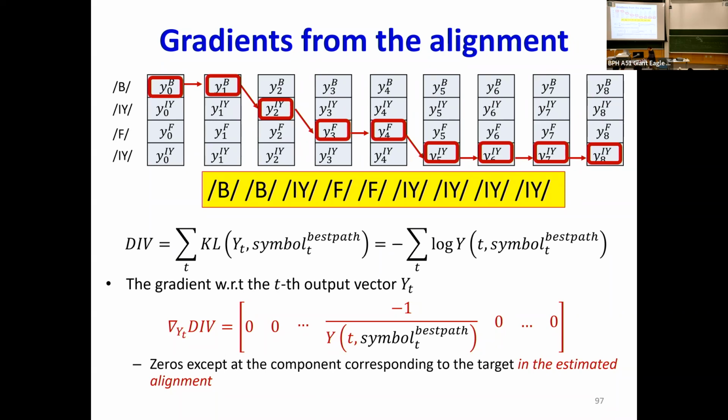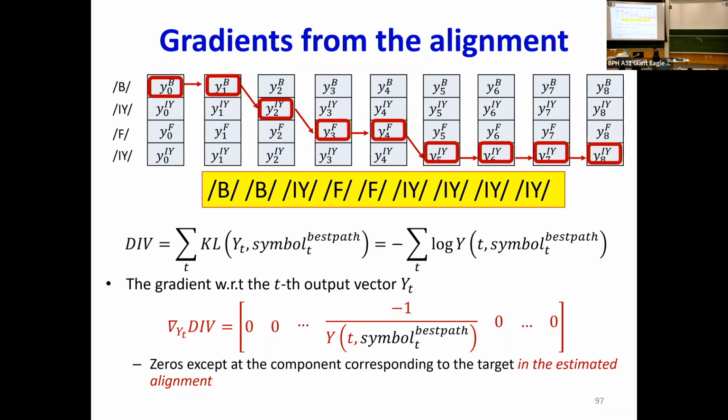So I'm going to assume that this alignment, I know this to be true, correct? This was part of my training data. I'm now going to assume that this is also true. And once I assume that this is true, then I can just write down my divergence, which is the negative of the sum of the log likelihoods, log probabilities assigned to the symbols at each time.